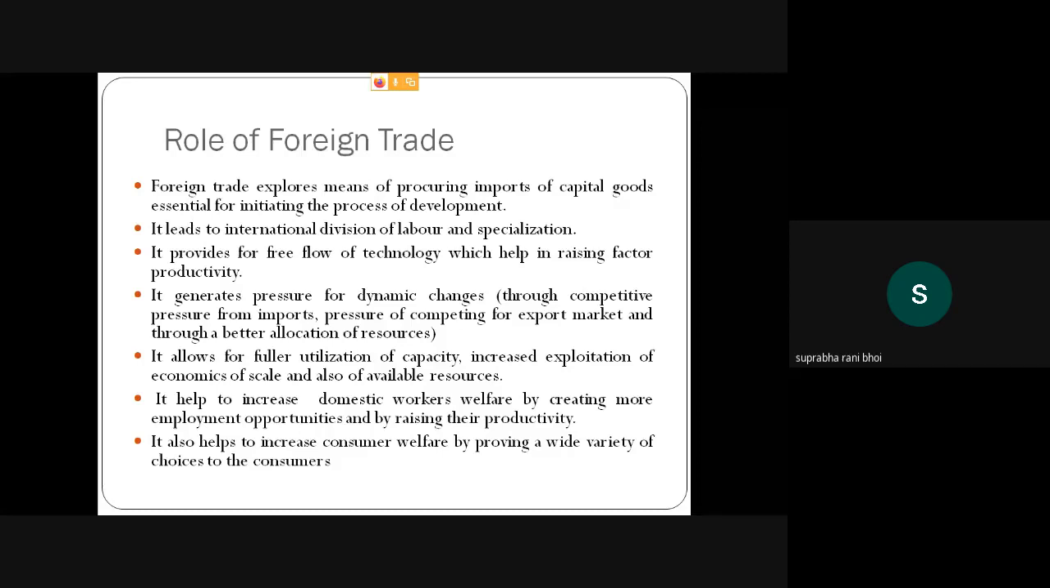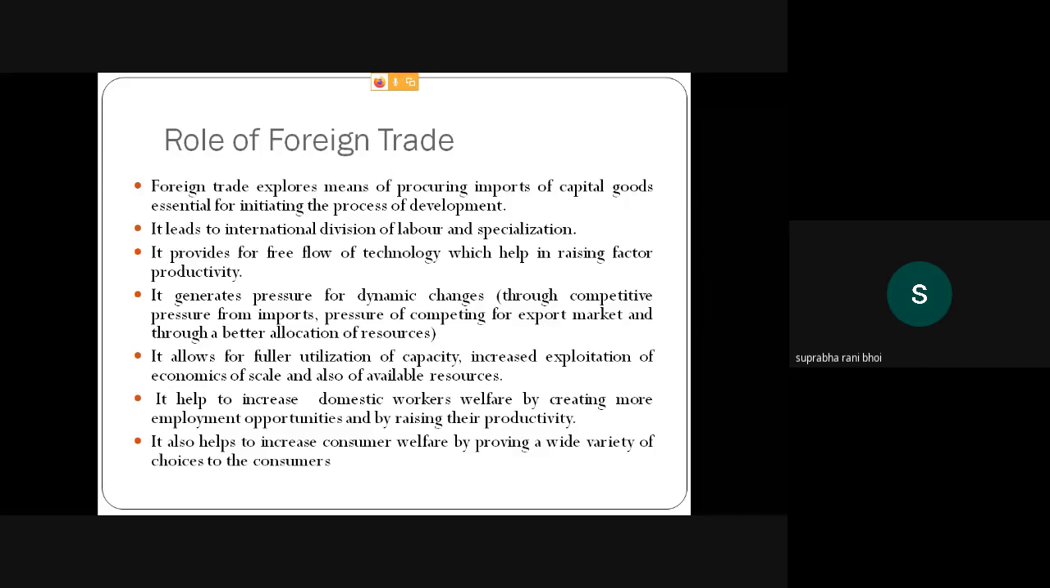Next one is, it generates pressure for dynamic changes. It is one of the important roles of foreign trade in India. It generates pressure for dynamic changes. What do you mean by dynamic changes? Dynamic changes means it creates competitive pressure for imports. Suppose we are importing a huge amount of goods from other countries. It means we are spending a huge amount of foreign exchange. So at that time, there will be pressure to produce those commodities in our country, which is created by foreign trade.